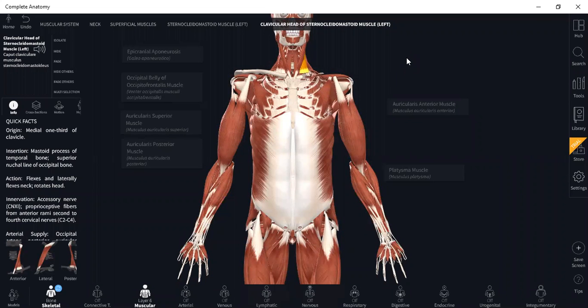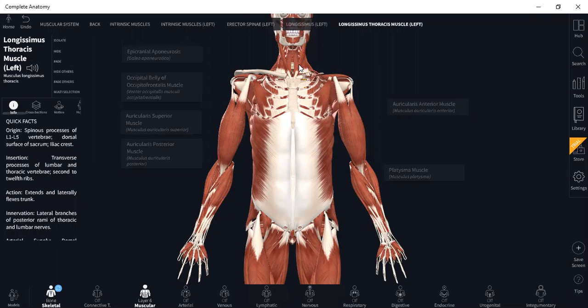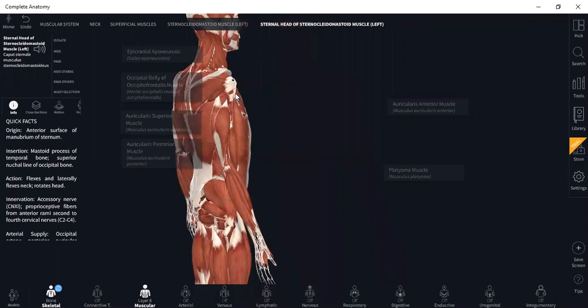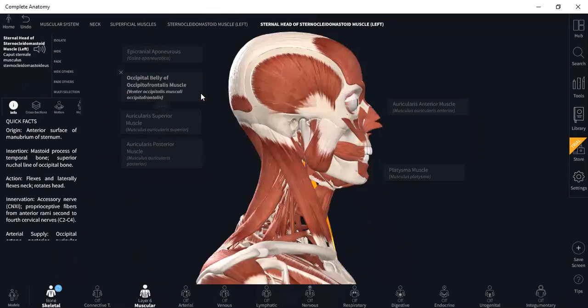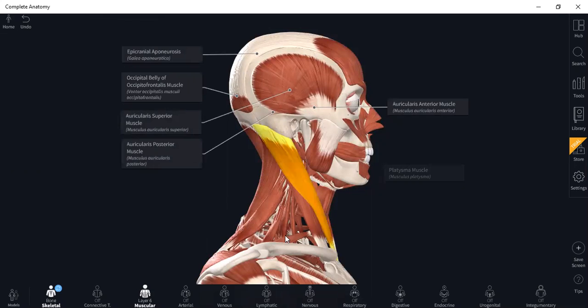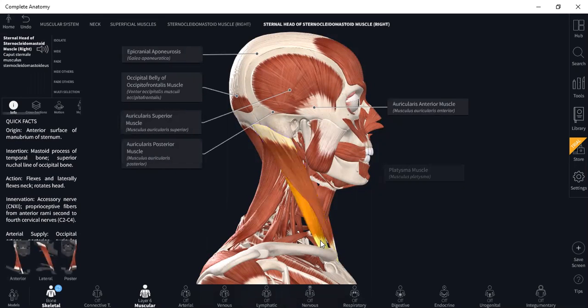Now we're going to look at sternocleidomastoid, which is this muscle which flexes the neck. Sternocleidomastoid flexes the neck and brings the chin down towards the sternum. This is another look at sternocleidomastoid.